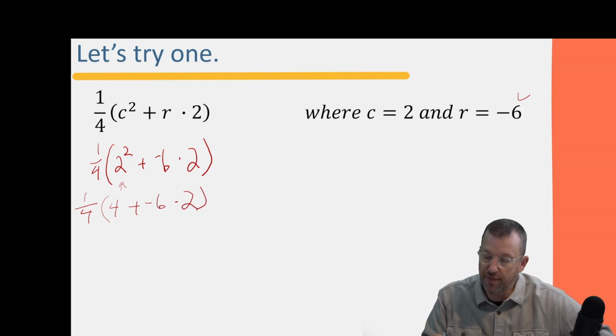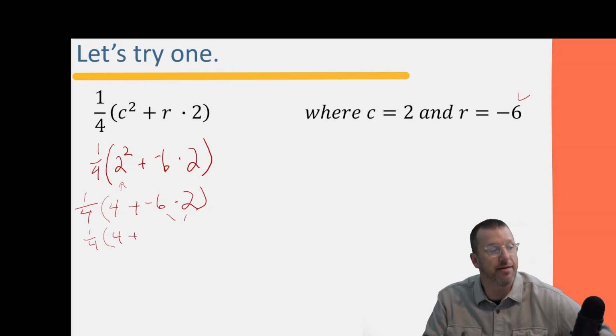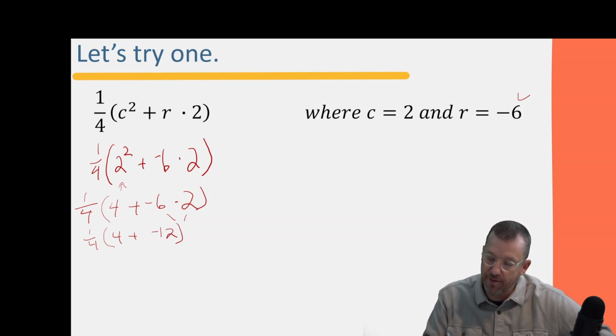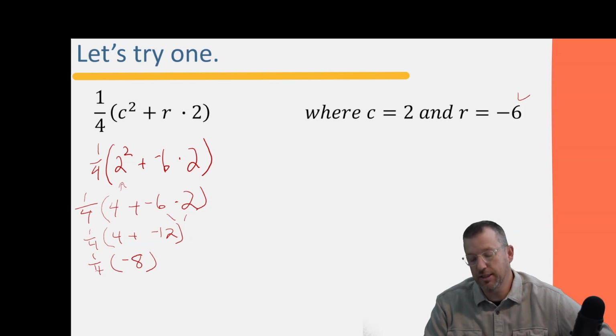All right, and we're still going to use GEMDAS. We have an addition and we have a multiplication inside there. Well, we're going to do the multiplication next, okay, because we don't have any more exponents or groupings. And so now we have 1/4, parentheses 4, plus, what is negative 6 times 2? Negative 6 times 2 is negative 12. We still have something inside the parentheses we can do, so we keep them there. And so we have 1/4. What is 4 plus a negative 12? That's going to give us negative 8. Okay, so now we have 1/4 touching a parentheses, negative 8.